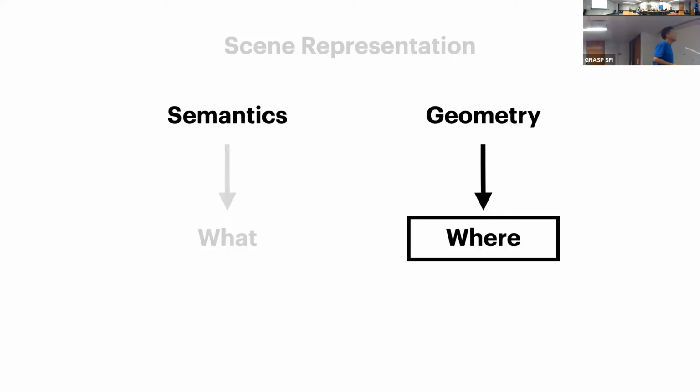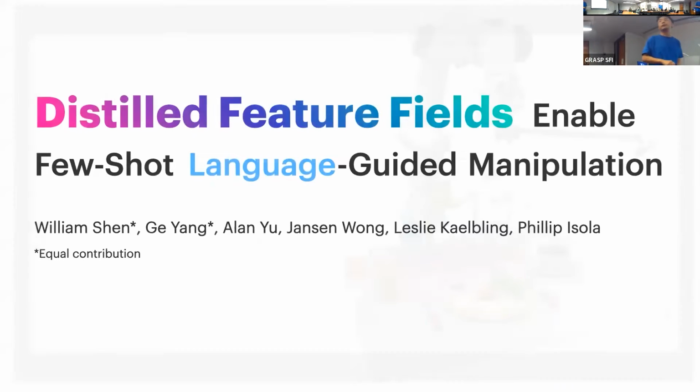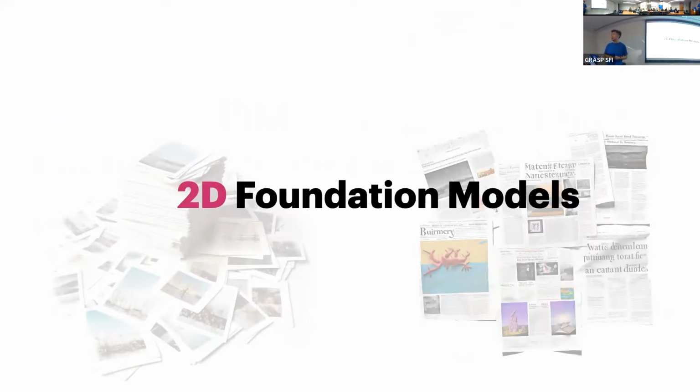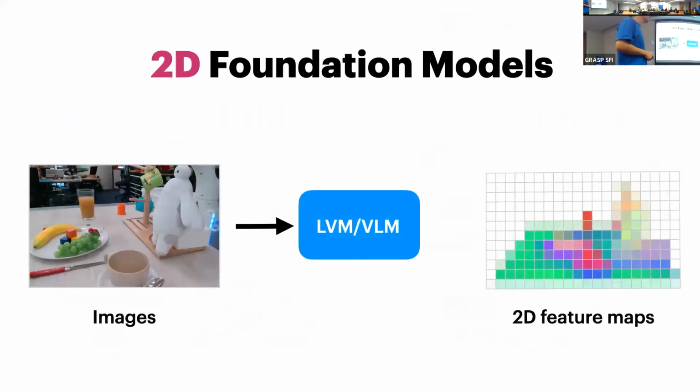Cool. So we know that the scene representation of the robot needs both semantics and geometry. And we know that the semantics are already quite good with these foundation models. What can we do? So this work I'm presenting is called Distilled Feature Fields Enable Few-Shot Language-Guided Manipulation. Our idea is that the semantic features from these foundation models, trained primarily on two-dimensional images, are already quite good, but they lack the 3D geometry.